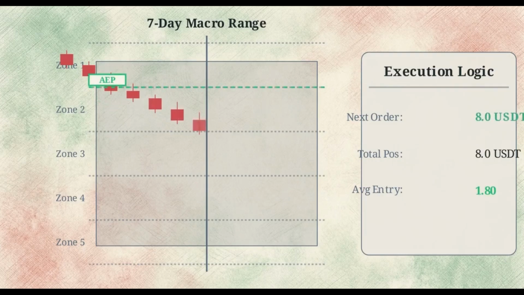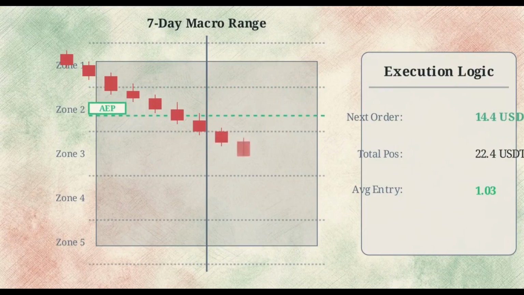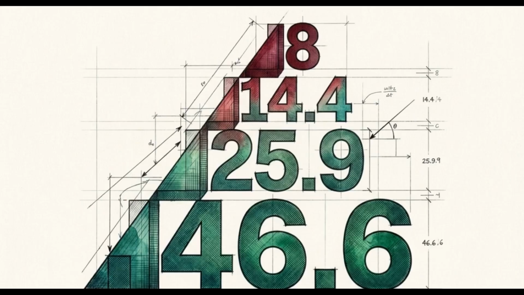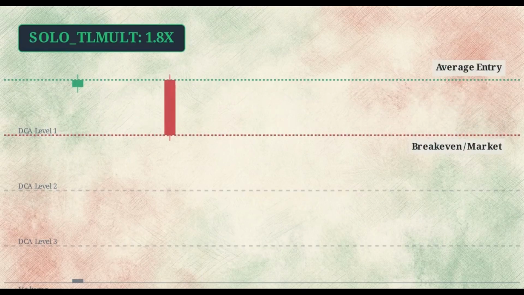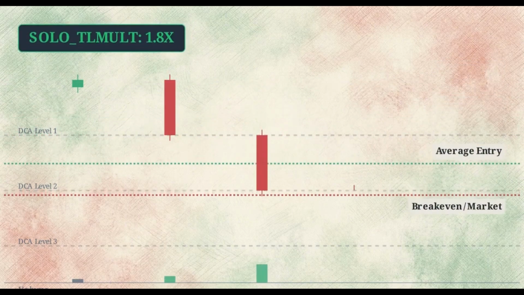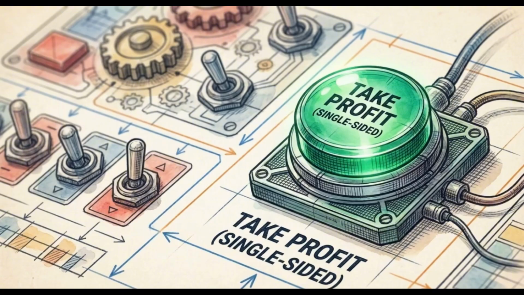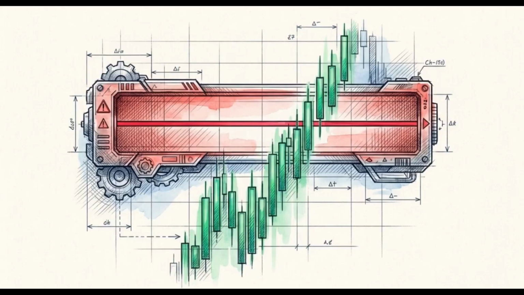When price crosses a zone, the system executes a progressive DCA order, scaled by solo TL molt, to aggressively average the entry price. The solo TL molt parameter functions as a 1.8 times compounding multiplier applied exclusively to consecutive solo orders. This aggressive multiplication intentionally shrinks the mathematical distance between the average entry point and the break-even point. Deploying aggressive compounding during Phase 1 maximizes the probability of a fast single-sided profit exit before the defensive systems are ever required. The solo max pose setting at 50 USDT acts as the strict mathematical boundary where Phase 1 compounding terminates.